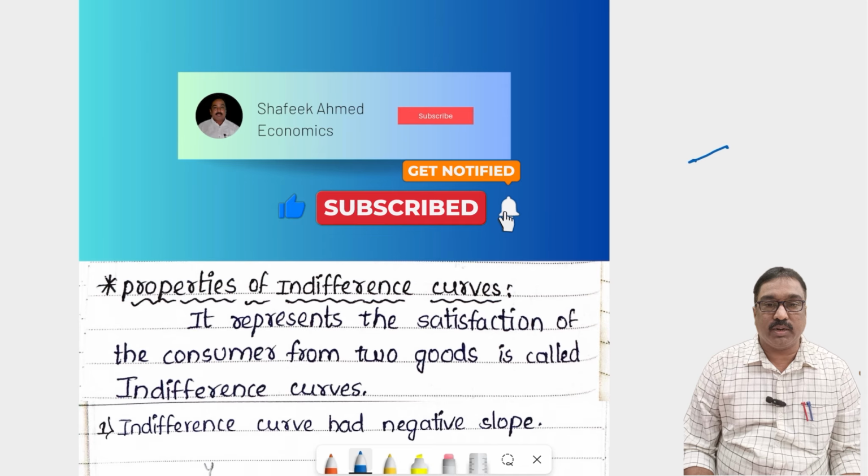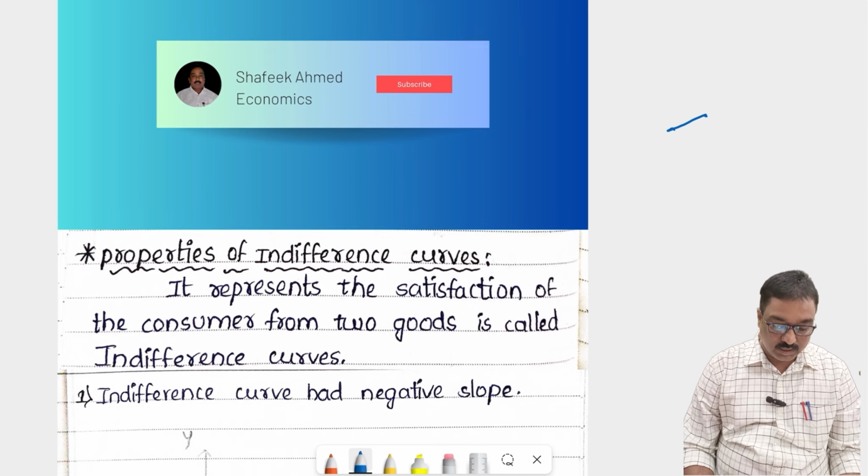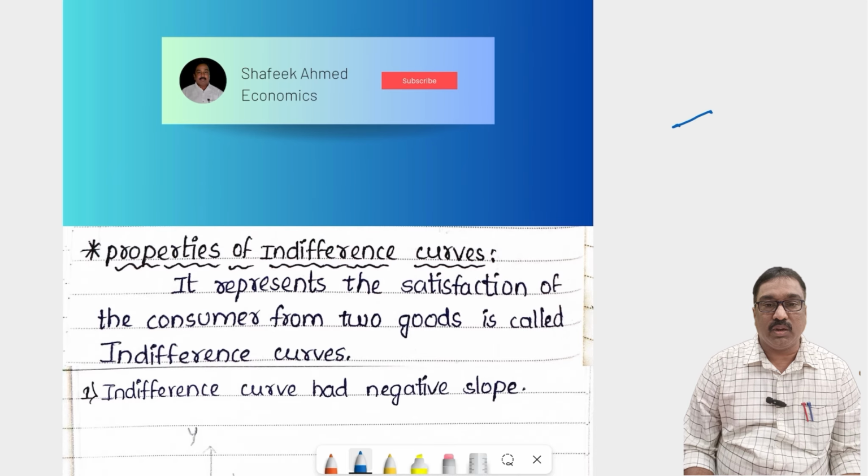So today again I want to explain what is the indifference curve and what are the properties of the indifference curve. It is a very important topic for every degree student.